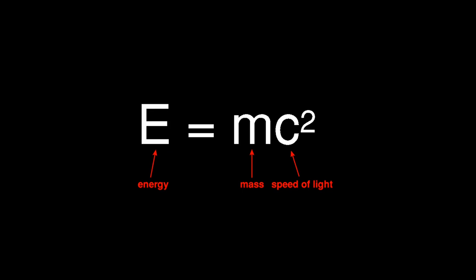Because c here, the speed of light, is very large, in principle, we can get an awful lot of energy out of a relatively small amount of mass. We just need to work out how to actually do it. So for now, though, I just want you to remember that you can regard mass and energy, in principle, as interchangeable.